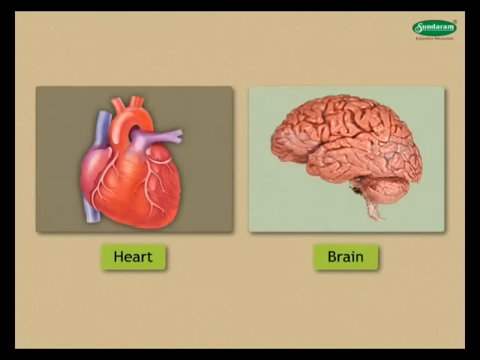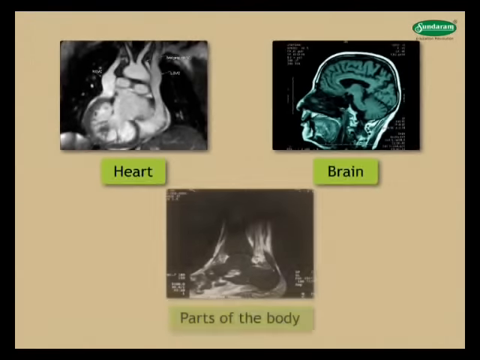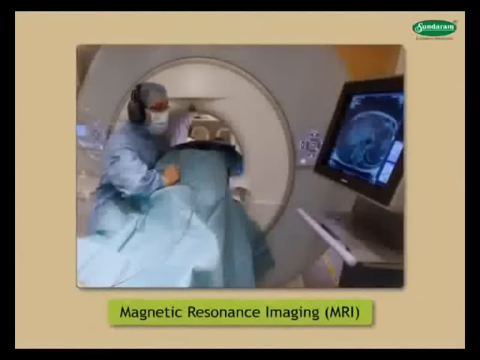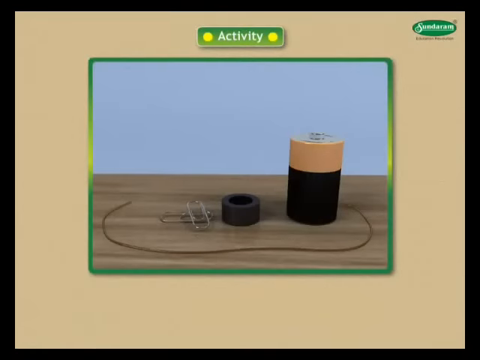Heart and brain are the two main organs where significant magnetic fields can be produced. This forms the basis of obtaining images of heart and brain or images of different parts of the body. This is done using a technique called magnetic resonance imaging, MRI. Analysis of these images helps doctors in the diagnosis of disorders of the brain. Let us try out this interesting activity.